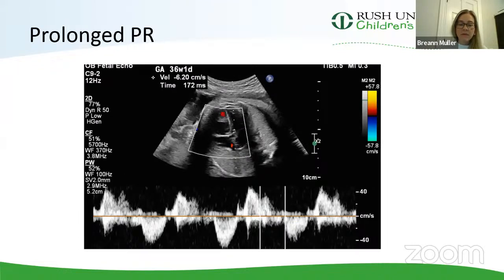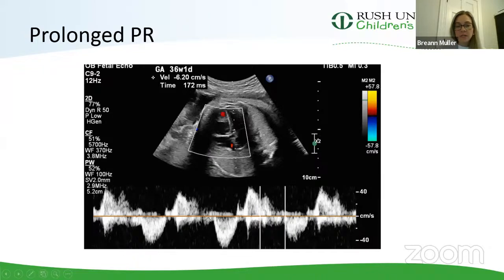What we often see with the inflows is that the E and the A can be really merged together, and it can be difficult to pull apart where the A actually starts. This is one method where you can increase the sweep speed, so it lengthens out your data for your inflow and your outflow. Some people like this because they feel they can measure the beginning of the A better.